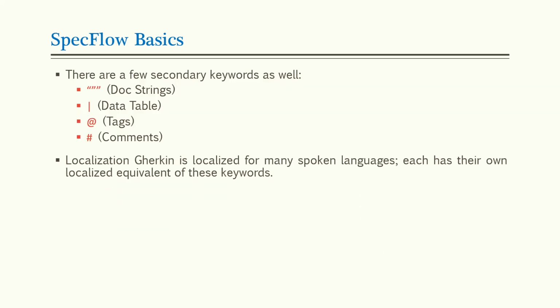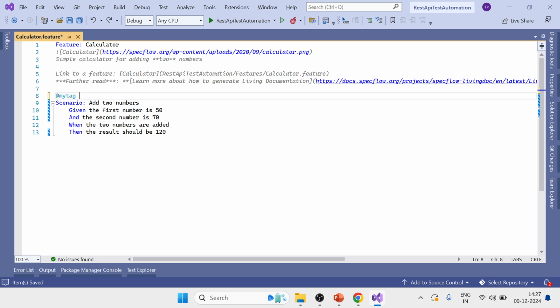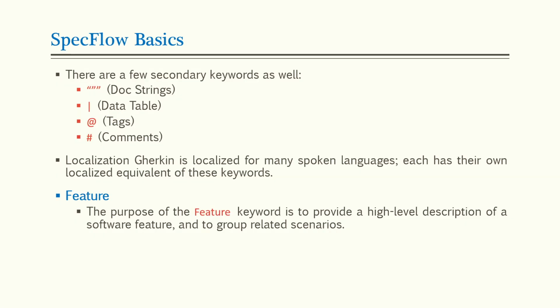Now next, localization. Gherkin is localized for many spoken languages. Each has its own localized equivalent of these keywords. Features. The purpose of the feature keyword is to provide a high level description of a software feature and to group related scenarios. Like here, if you go, this is the feature keyword. This is the feature name, that is the definition for the calculator.